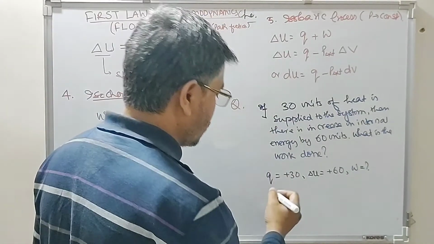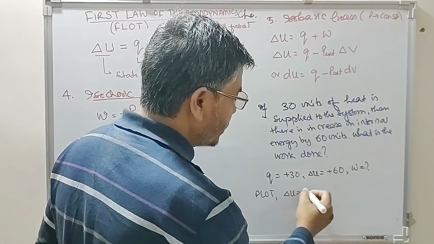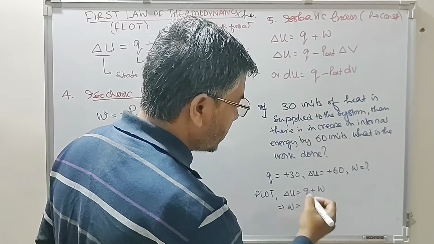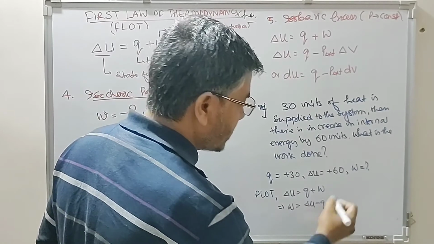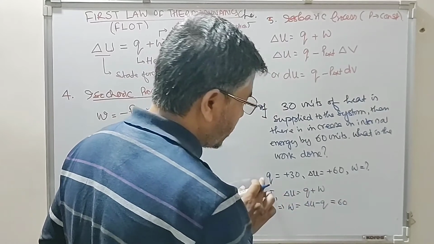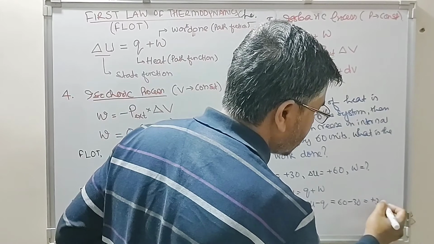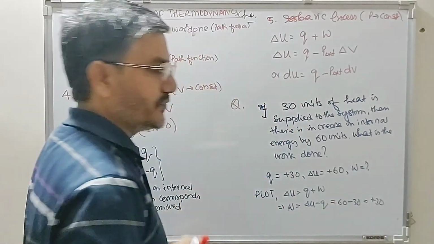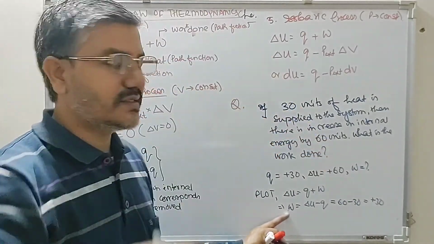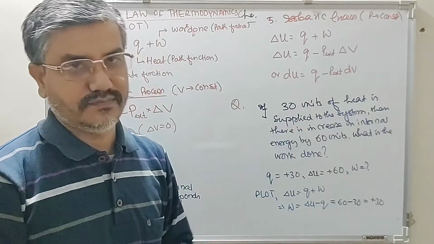Then we have this first law of thermodynamics, which says delta U is equal to Q plus work done. Therefore work done is equal to delta U minus Q. Delta U is plus 60, Q is plus 30, so minus 30. This comes out to be plus 30. So work done is positive. If work done is positive, it means work is done on the system. The surrounding is doing work on the system.